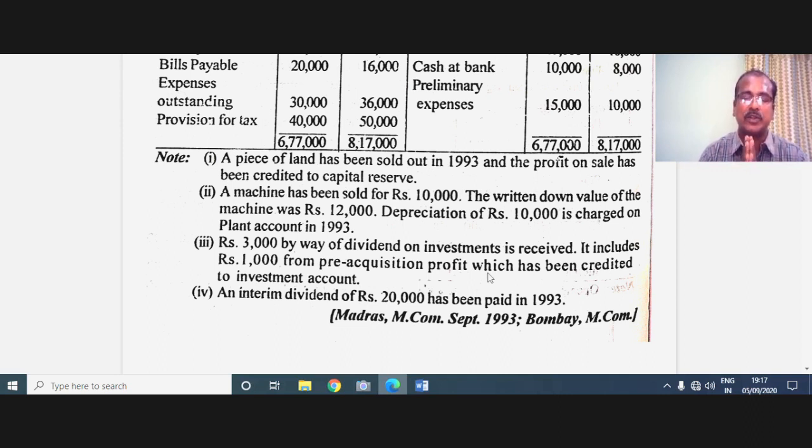Since the 3,000 rupees includes 1,000 rupees of pre-acquisition profit, and that has been credited to the investment account, separated from investment account. If you credit investment account, the 1,000 rupees balance will come down from investment account. So therefore, you can pass a journal entry like dividend account debit to investment account. So the 1,000 rupees will be separated from investment account, which was originally credited. Then for the remaining balance, if any, you can find out whether there is a sale of investment or purchase of investment. So that's the idea of the third adjustment.